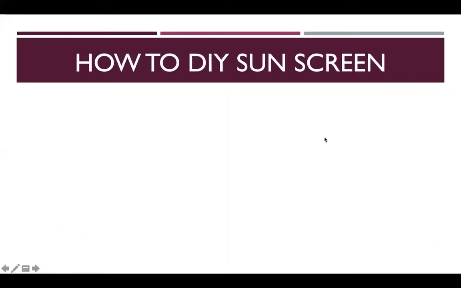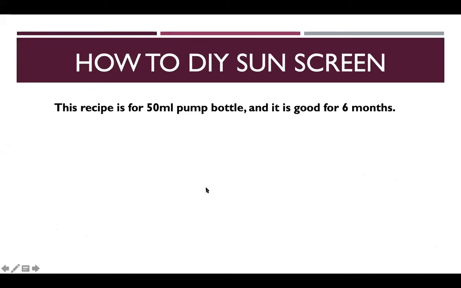Okay, so now it's the actual part. How to DIY sunscreen. I have two recipes here. The recipe makes about a 50 ml pump bottle, and you can use it for roughly 6 months. But 50 ml, if you use it daily, you will definitely finish before 6 months. The reason for 6 months is that after 6 months, the oils will separate from the rest of the ingredients. So do not keep it for more than that.